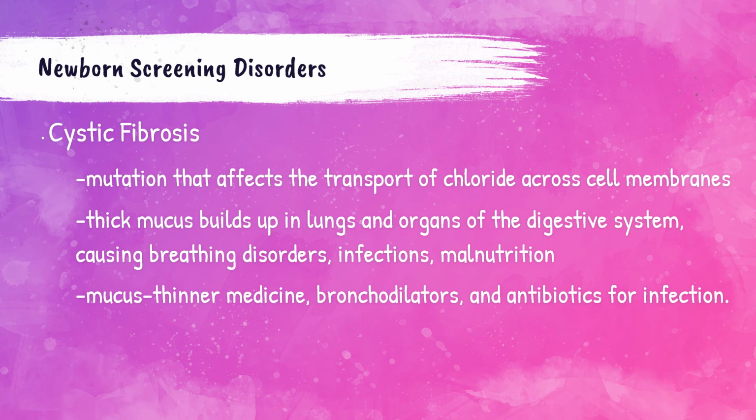Another newborn screening disorder is cystic fibrosis, or CF. And CF is an inherited disorder caused by a genetic mutation that affects the transport of chloride across cell membranes. So secretions of thick mucus that are produced from this mutated gene build up in the lungs and organs of the digestive system. It causes breathing disorders, infections, and malnutrition. So treatment of cystic fibrosis includes mucus thinning medicine, bronchodilators, and antibiotics when they become infected. Unfortunately, patients with cystic fibrosis have a shortened life expectancy, usually not living beyond the age of 30.